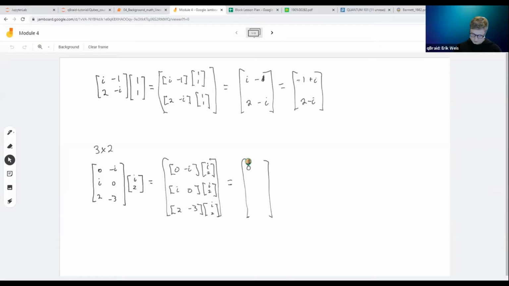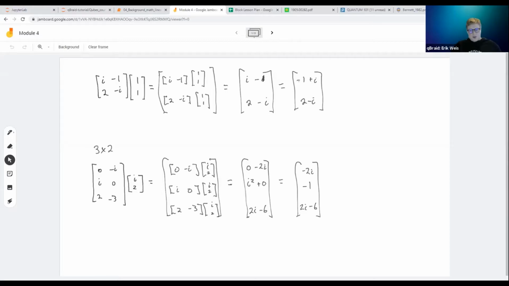0 times I is 0, minus 2I. We have I squared, and 0, 2I minus 6. So our resulting vector is -2I, -1, and 2I minus 6. Any questions on that? It's a bit algorithmic, and it's just a process.